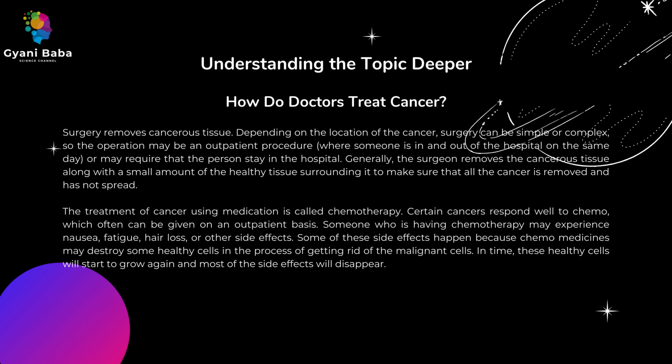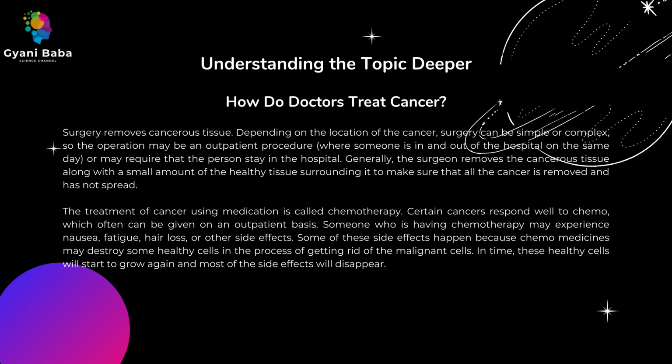Surgery removes cancerous tissue. Depending on the location of the cancer, surgery can be simple or complex, so the operation may be an outpatient procedure, where someone is in and out of the hospital on the same day, or may require that the person stay in the hospital. Generally, the surgeon removes the cancerous tissue along with a small amount of the healthy tissue surrounding it to make sure that all the cancer is removed and has not spread.